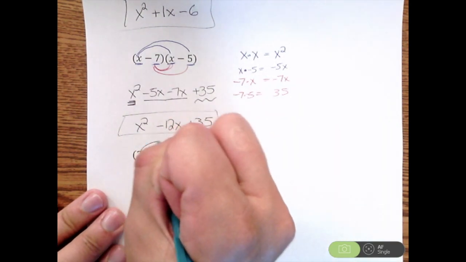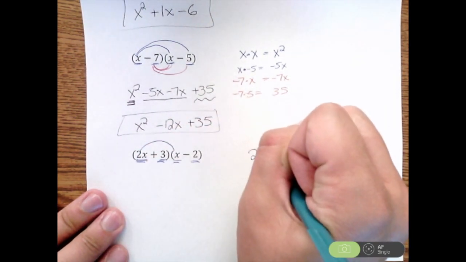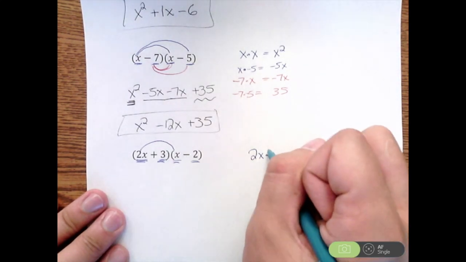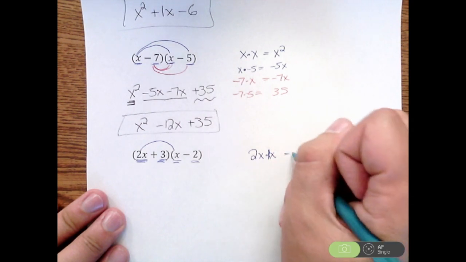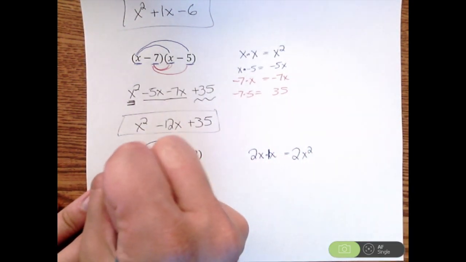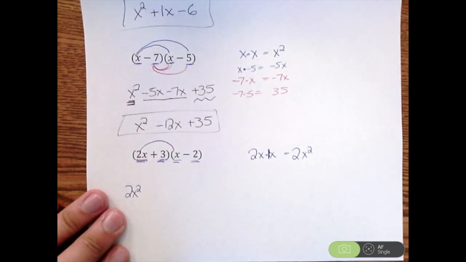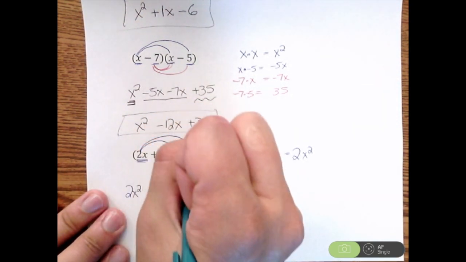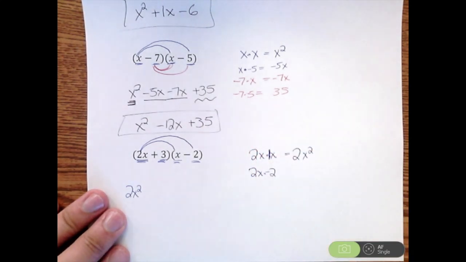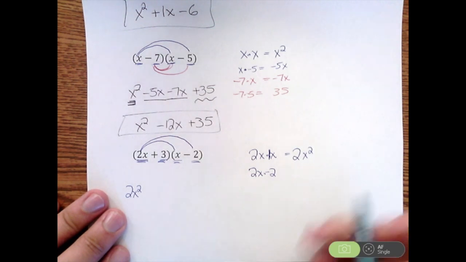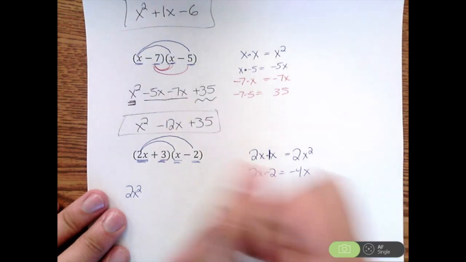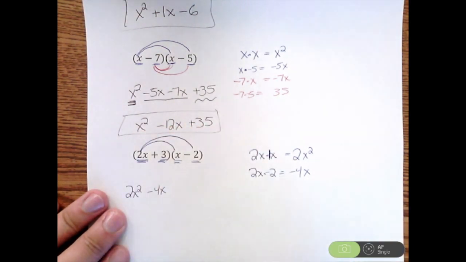So I'm going to start with 2x times x. Well, that's almost like 2x times 1x. So 2 times 1 is 2. And x times x is x squared. So our first term is 2x squared. Then take 2x times negative 2. If you multiply the numbers there, 2 times negative 2 is negative 4. And then I do have an x there. So we have negative 4x.